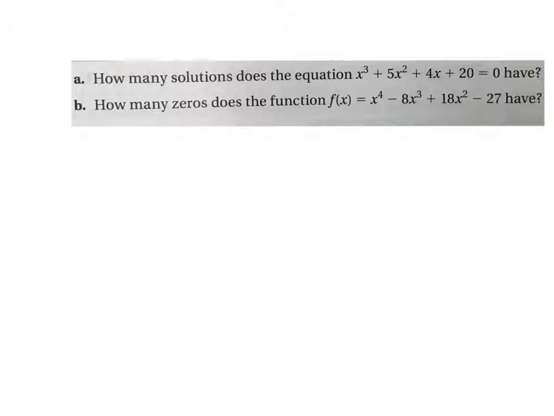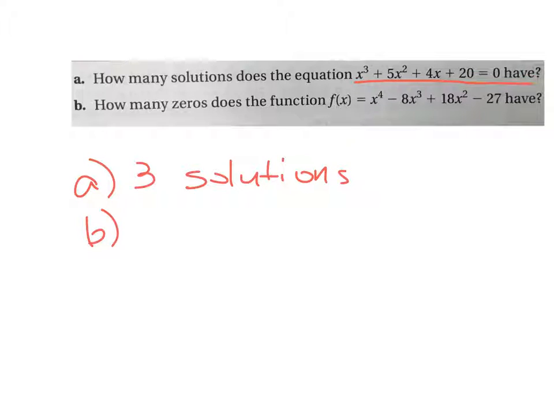All right, so for example, part A right here says how many solutions does that equation have? This one right here. Because the degree is 3, we're going to say it has 3 solutions. Now, a couple of those could be repeated, like -2 may be a solution that happens twice, that counts as 2 solutions, but it should have 3 solutions.